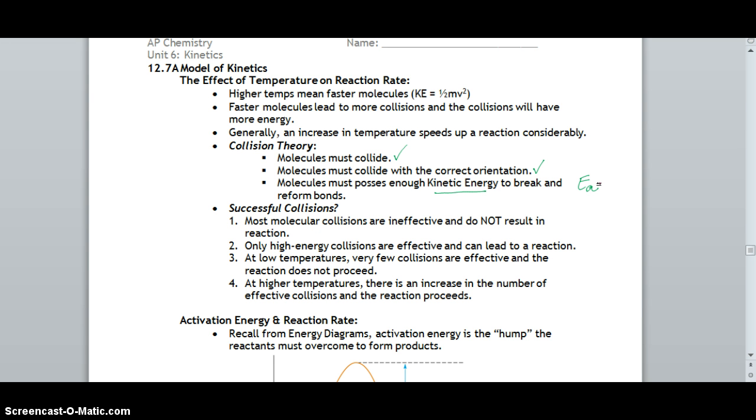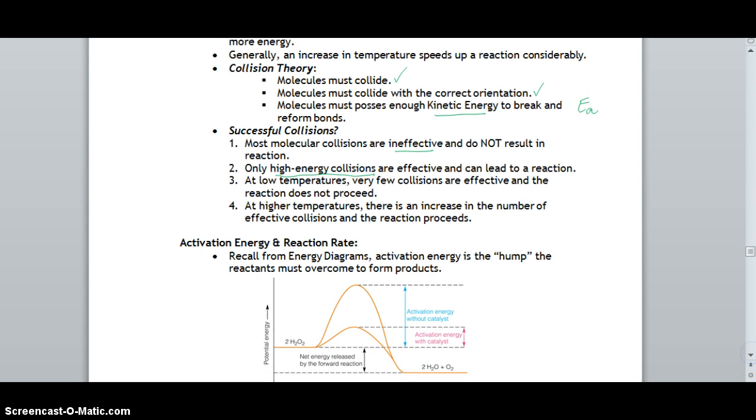When we talk more about these successful collisions, we know that if two molecules collide and it's not the correct orientation, their collision is said to be ineffective, and so we won't get a reaction. They've got to have enough energy when they do collide so that they can lead to a reaction. At really low temperatures, the molecules are kind of sluggish and not colliding with one another, so it's very difficult to have a successful collision. At higher temperatures, there's an increase in the number of effective collisions. So the gist of this is that reaction rates increase at a higher temperature.